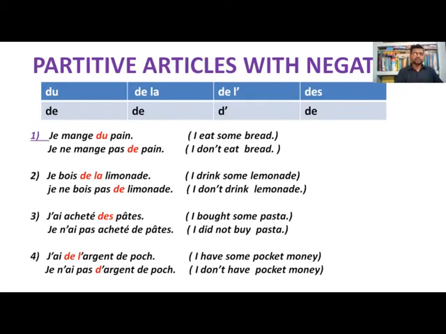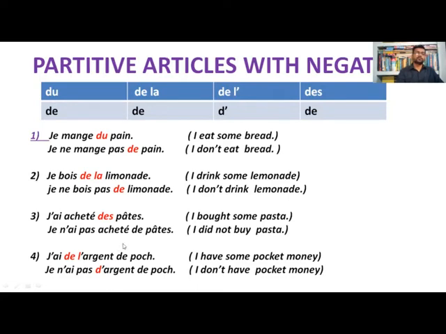J'ai de l'argent de poche. I have some pocket money. Poche is a pocket. L'argent, money. Pocket money, l'argent de poche. In French, you will also use the article. So here is the same article, money of the pocket, and here the preposition. Here we use the partitive article de l'. You will see that argent starts with the vowel a, so you use the apostrophe like here.